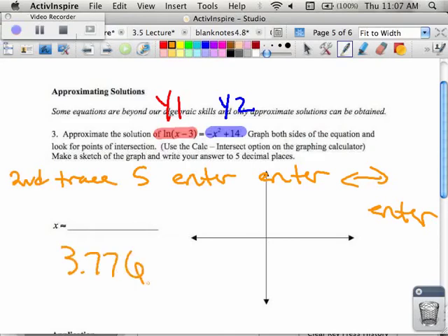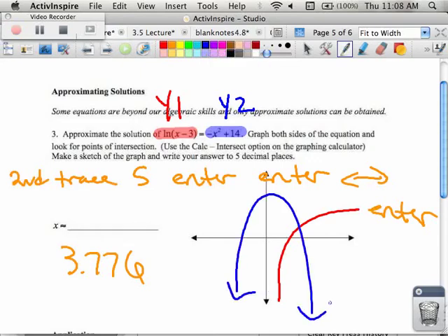3.776. So if you were actually graphing this thing, and you don't have to do this, I just want you to understand what was happening. The one on the left, this Y1 thing, was a graph that looked like this, and the other one, the one in the blue, was a parabola opening upside down, and it looked like this. And what they're talking about is the x value of where they were crossing. So that's what we just found.